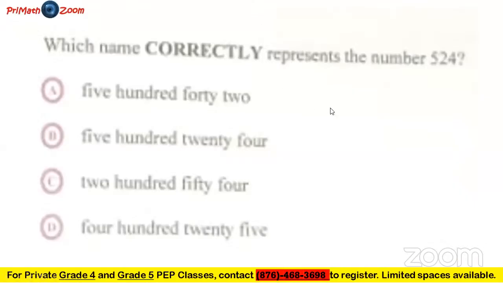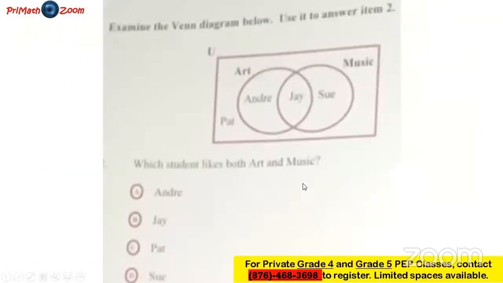So the first question is, which name correctly represents the number 524? A says 542, B says 524, C says 254, D says 425. And so the correct answer is B, 524.